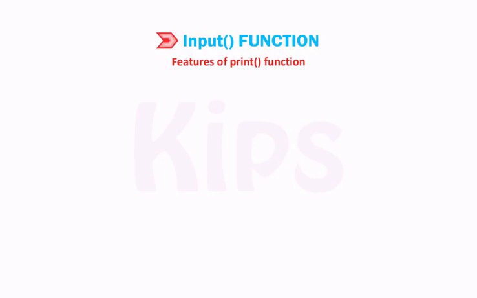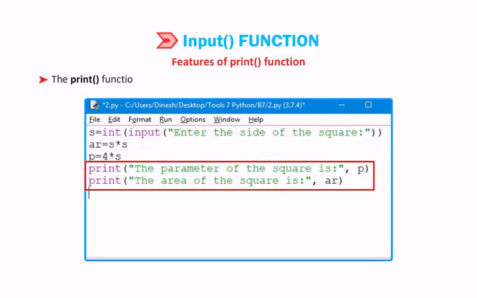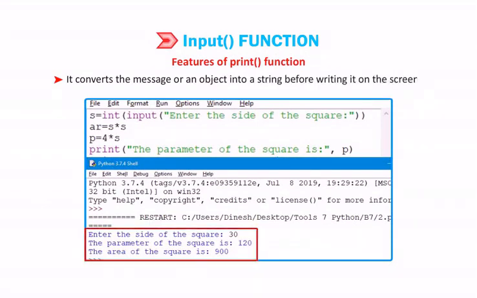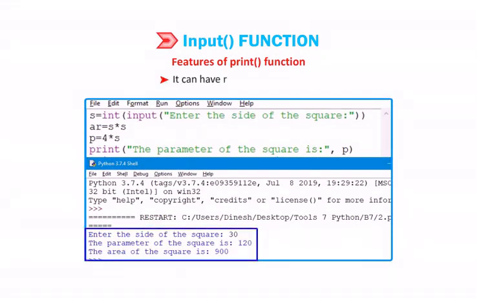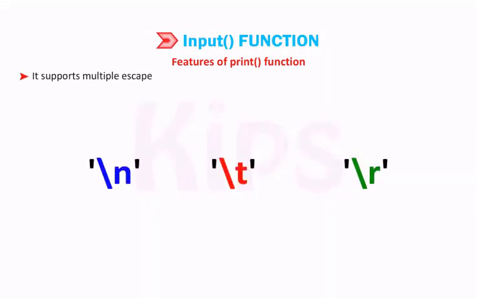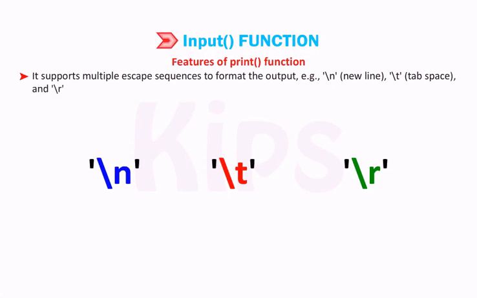Features of the print() function. The print() function in Python is used to print a message or value on the output device. It converts the message or an object into a string before writing it on the screen. It can have multiple parameters. It supports multiple escape sequences to format the output. Example, \n, new line, \t, tab space, and \r, carriage return.